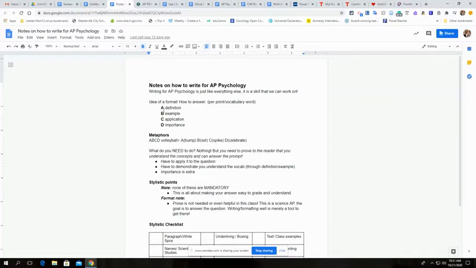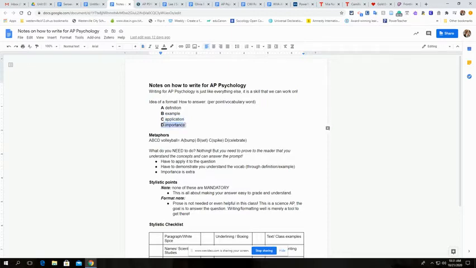And the next one is the most important. That's the application. That's taking what the question asked you to do with that term, phenomena, etc., and applying it back to the prompt to make sure you answer their question. That is where you score the point. So this one right here is the most important. You've got to have that.